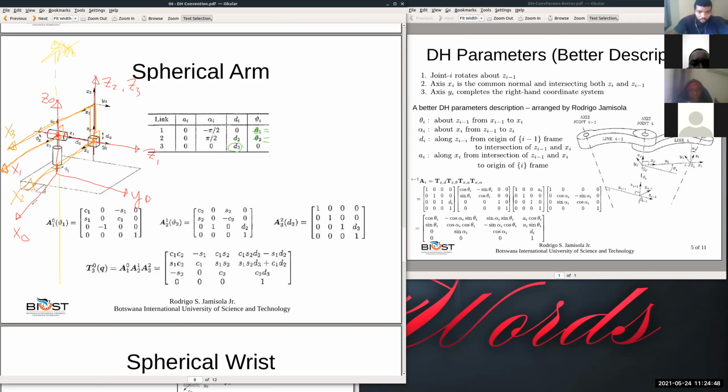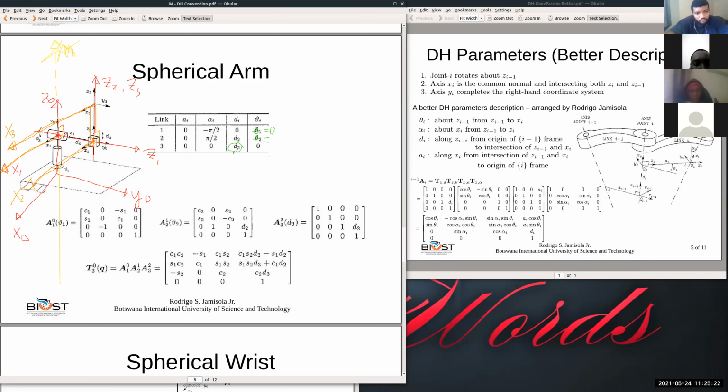Okay, so what is the theta 1 value? About z0, from x0 to x1. Where is x0? X0 is in that direction, and x1 is also in that direction. So is there any rotation with respect to z0? X0 and x1 are parallel. So there's no rotation, so this is 0. The value of theta 1 at that time is 0, in this configuration that is being shown.